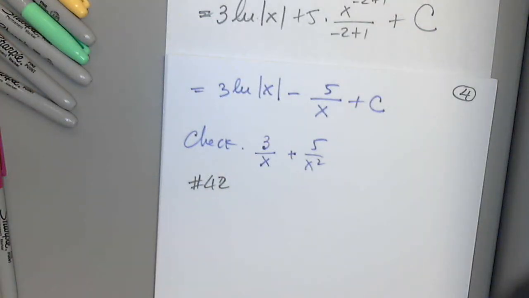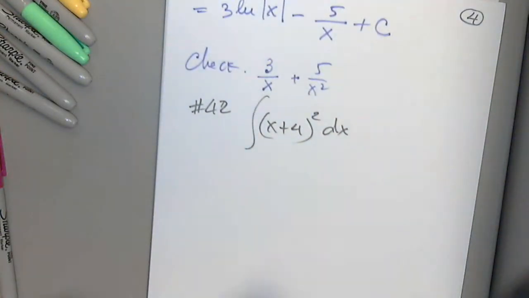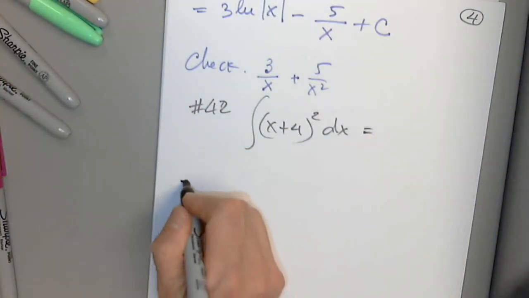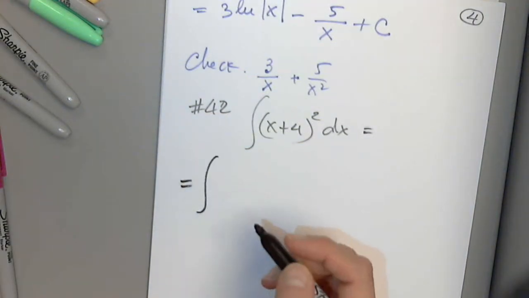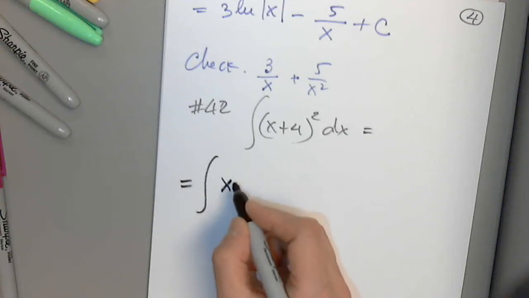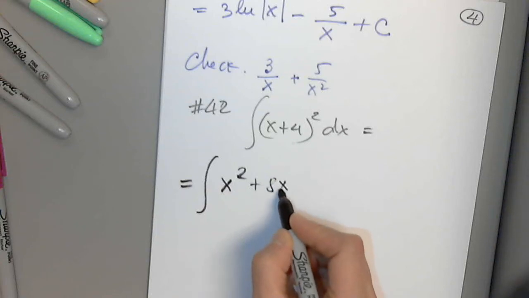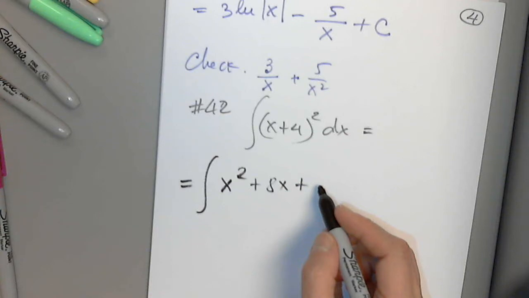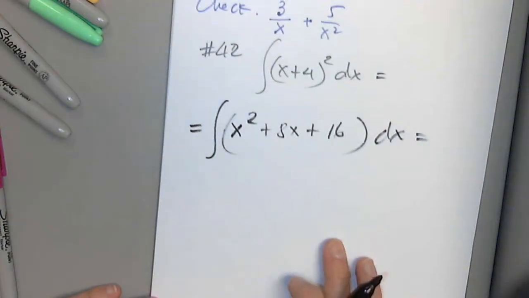In 42, we want the integral of (x plus 4) squared dx. We have to expand this, and we have an agreement that we signed on the first day of classes. When I expand x plus 4, how many terms do I get? Very good. x squared plus 8x plus 16. Excellent. dx. And now there is no problem.